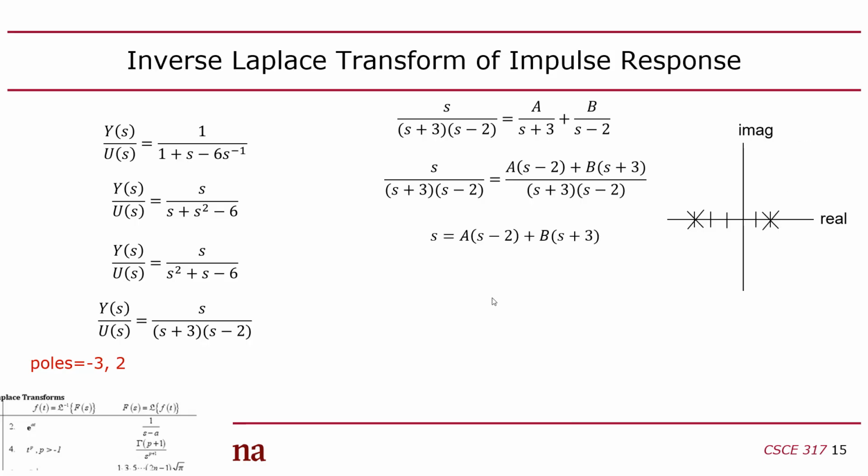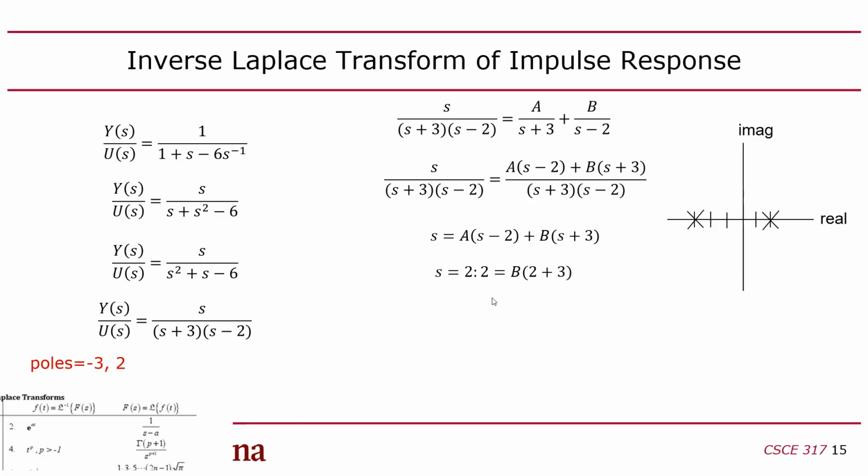So this guy, I can get rid of the two common denominators on both sides. So that's s equals a times s minus 2 plus b times s plus 3. And then check this out. Let's say s happens to be 2. If s happens to be 2, s minus 2 will be 0, and it eliminates a from the equation. And now I have one equation with one unknown, right?